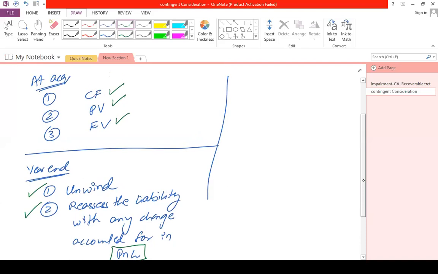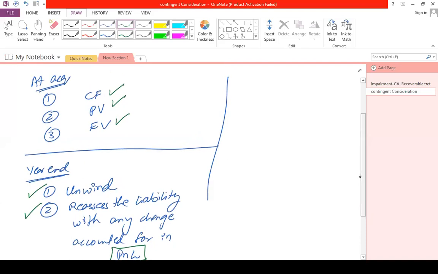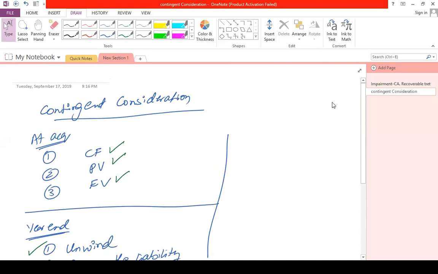So this is what is to be done in case of the contingent consideration, but the contingent consideration which is in the form of cash. But if the contingent consideration was in the form of shares, the treatment would be different. So let's understand the cash first. If there's any problem, you can ask. Then we're going to discuss the shares as well.